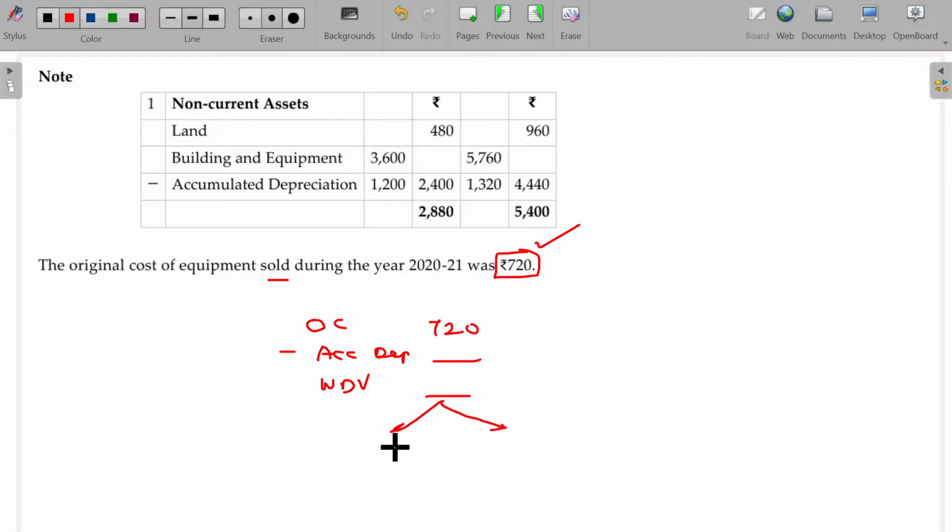I'm not sure at what rate we sold it, but one thing is pretty sure: we earned a profit here. So profit on sale is 120. This information is missing. Unless you know the accumulated depreciation, you cannot find out the WDV, or you need to know the sale value at least. Nothing is given. In this case, you have to find out all these missing data by opening the concerned ledger accounts, the asset account as well as the accumulated depreciation account, so that you will get the other figures easily.